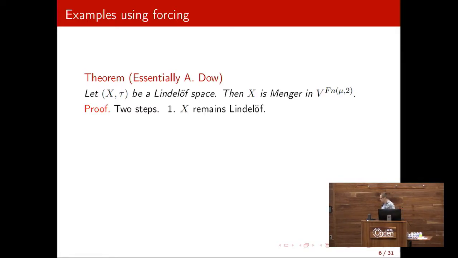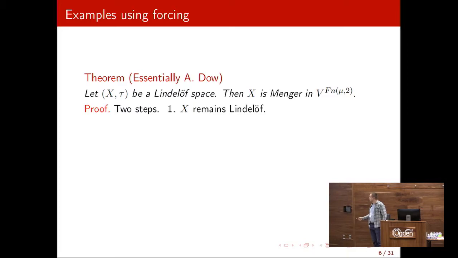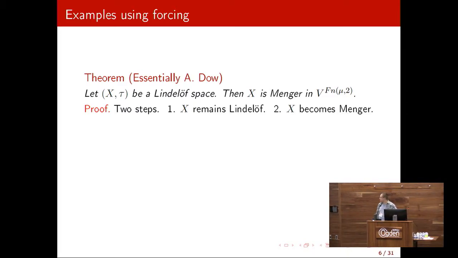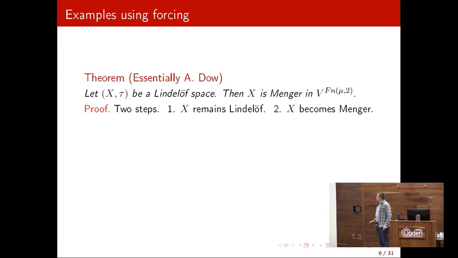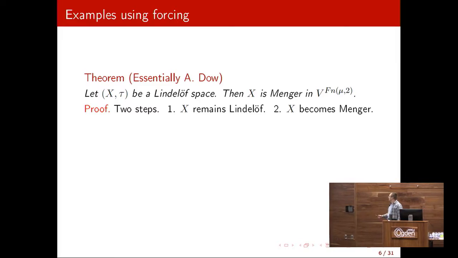Good, so the proof consists of two steps. The first step is non-trivial, that X remains Lindelöf. But once you know that it remains Lindelöf, it's very easy to prove that it becomes Menger. So this part is due to Dow. And why does it become Menger?